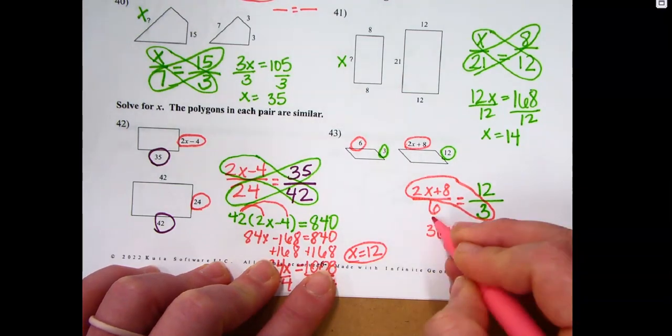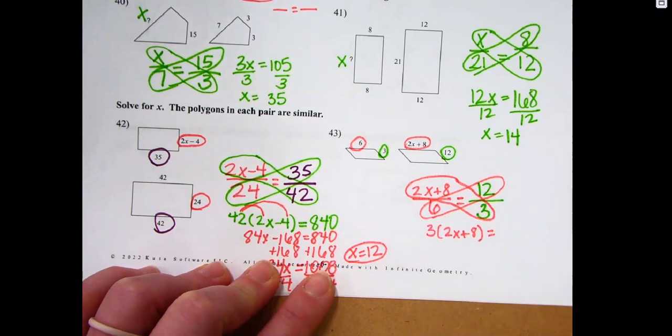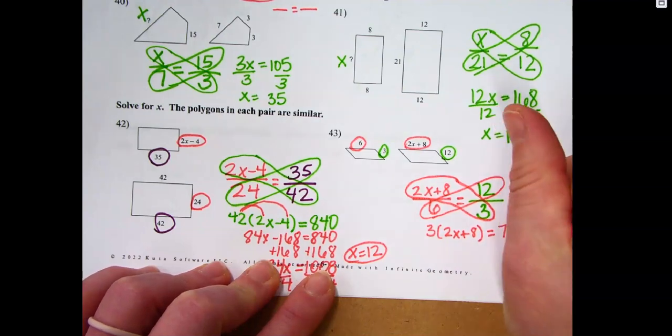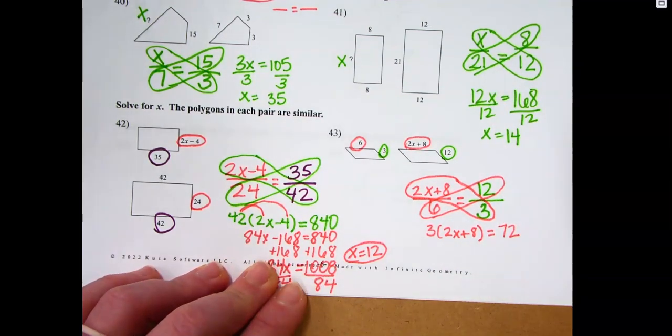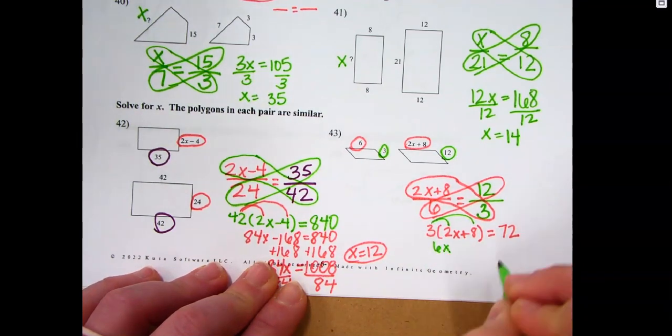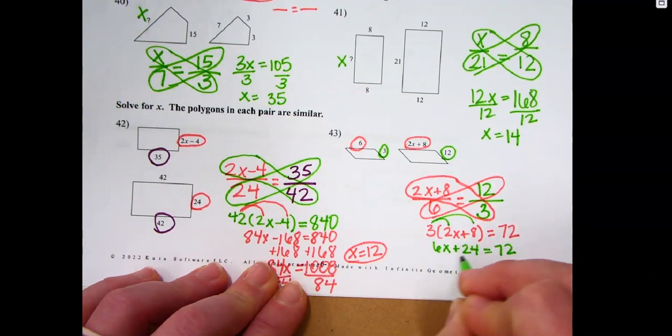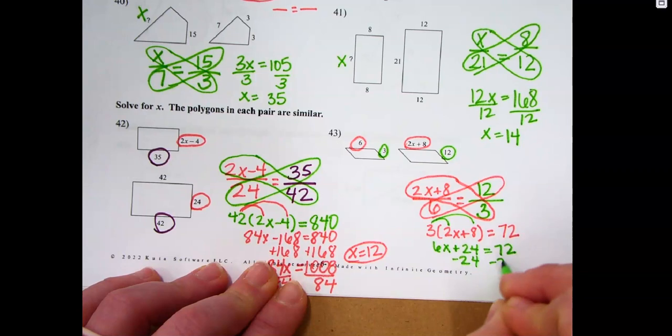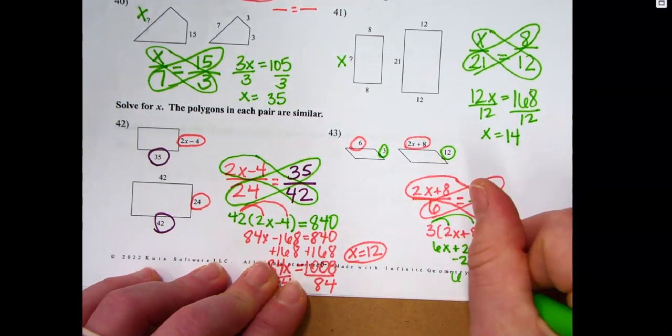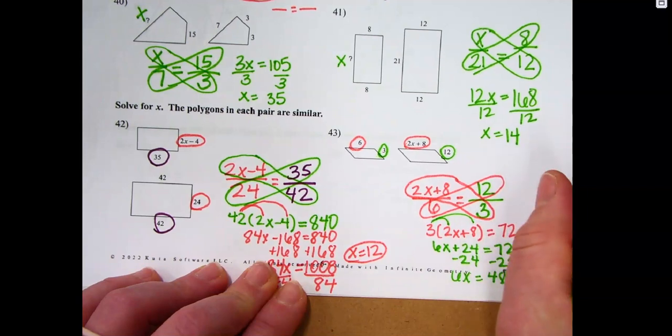Then we have 6 times 12, which is 72. Then I have to do the distributive property. 3 times 2x is 6x. 3 times 8 is 24. That's equal to 72. We subtract out 24. 72 minus 24 is 48. So 6x equals 48. Divide by 6, x equals 8.